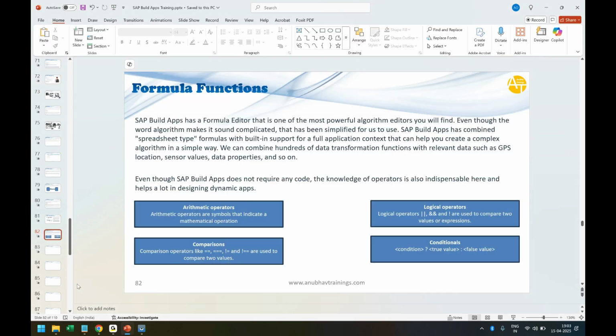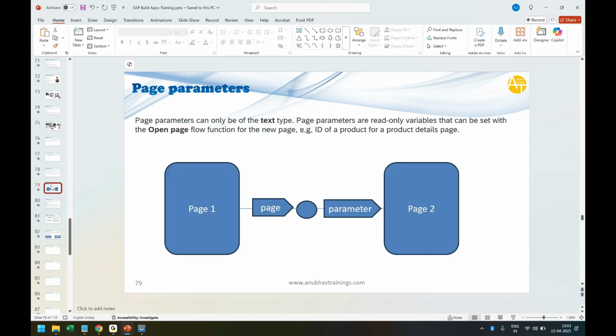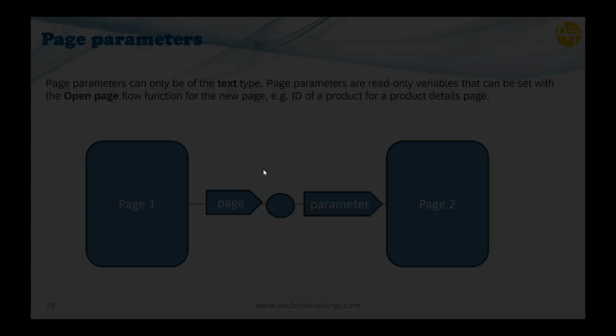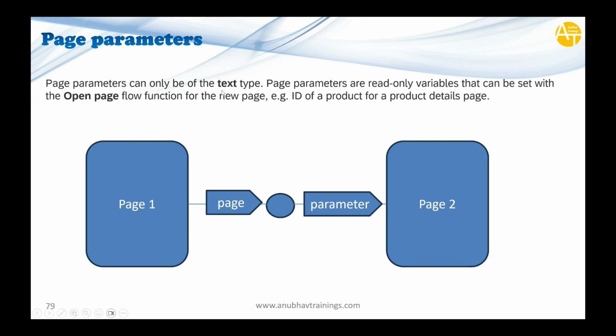So just to quickly explain to you, what is a page parameter? A page parameter can only be of type text. First of all, page parameters are read-only variables that can be set with the open page flow function for the new page. Example, the ID of a product for a product details page.